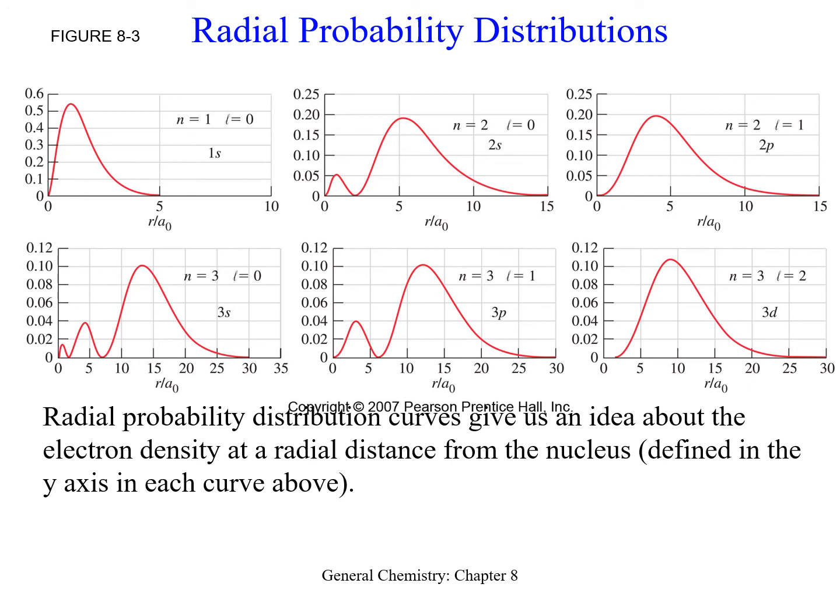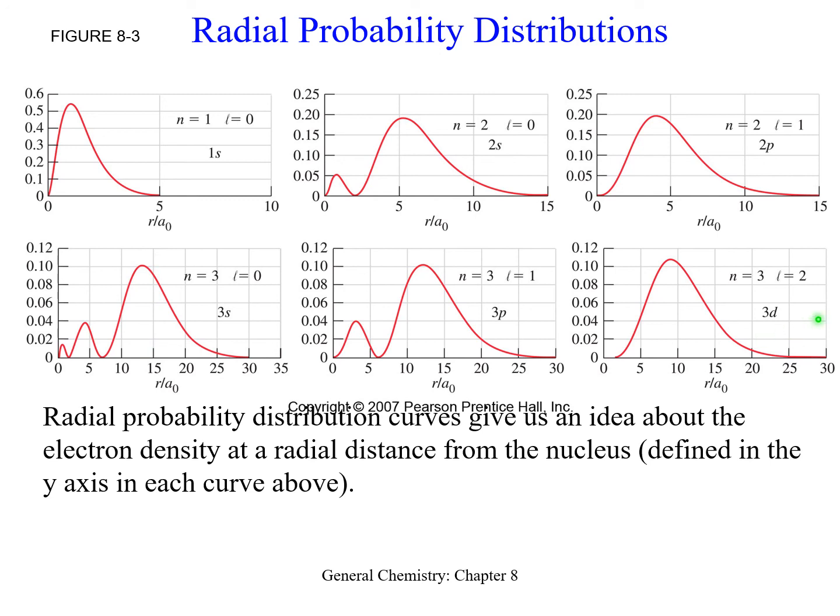The 2s, the maximum is just a little bit above 5, and the 3s, the maximum is around 13, 14, somewhere in there. And so you can see that the radial probability, as the quantum shells get higher and higher, the distance from the nucleus increases. Looking at the 3p orbitals, I should say, the subshell, you can see that their radial probability is approximately equal to the s in the third quantum shell in terms of the distance from the nucleus.